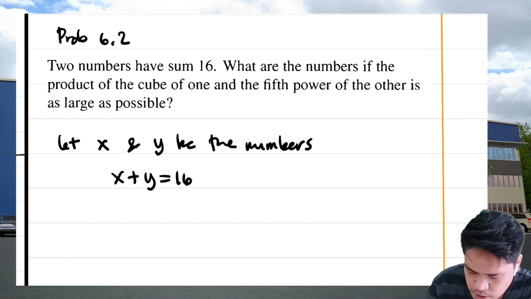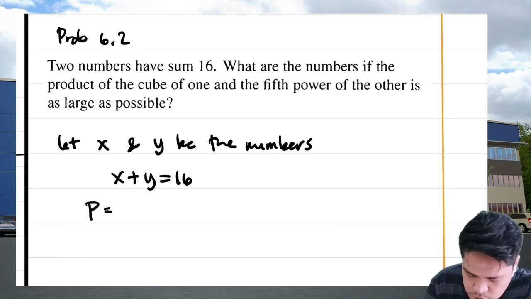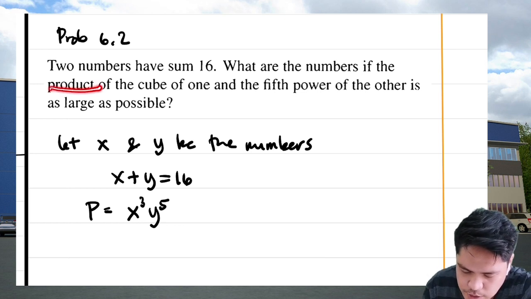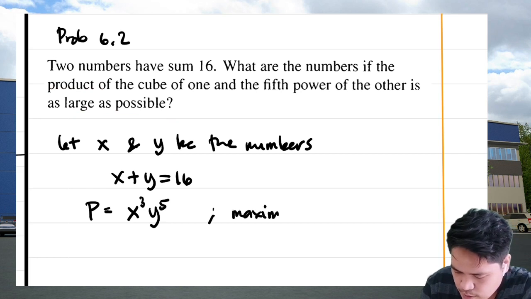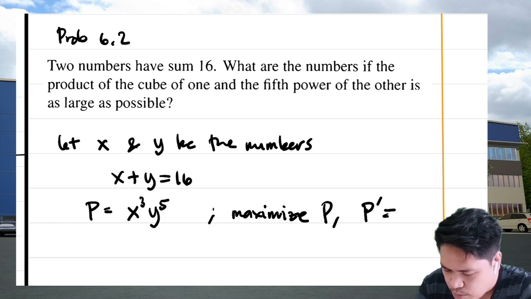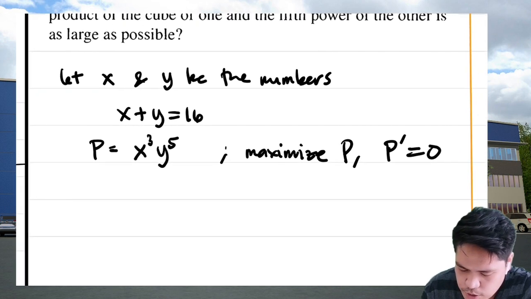So what we need to maximize is the product of the cube of one number and the fifth power of the other. Let's say the first number is x, the cube of x, and the fifth power of the next variable, y, so y raised to 5. Since we are taking the product as large as possible, we are maximizing p. Therefore we'll have p prime equal to 0, which is true for both maximum and minimum values of p.